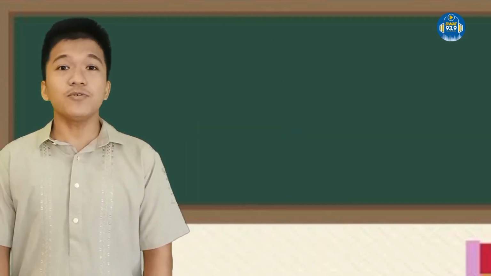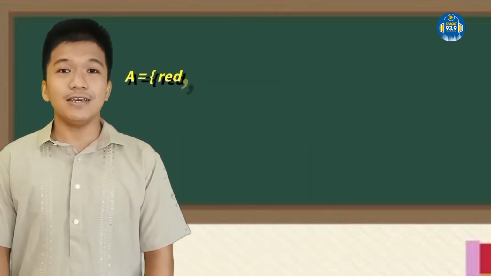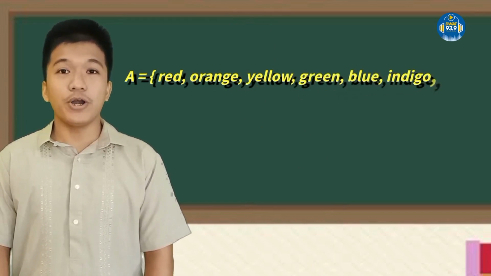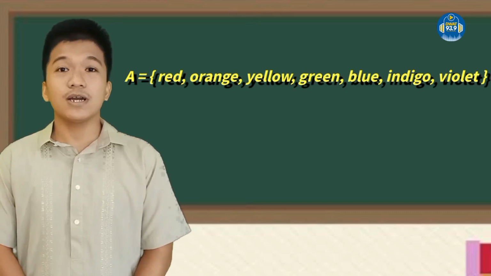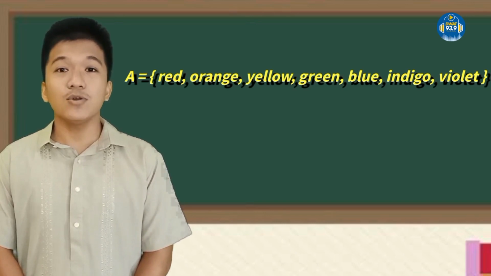Let's have another example. Consider a set containing colors in the rainbow. Suppose the name of the set is capital letter A. How do we represent this using listing method? So, we could write it as set A is equal to open brace, red, comma, orange, comma, yellow, comma, green, comma, blue, comma, indigo, comma, violet, close brace.